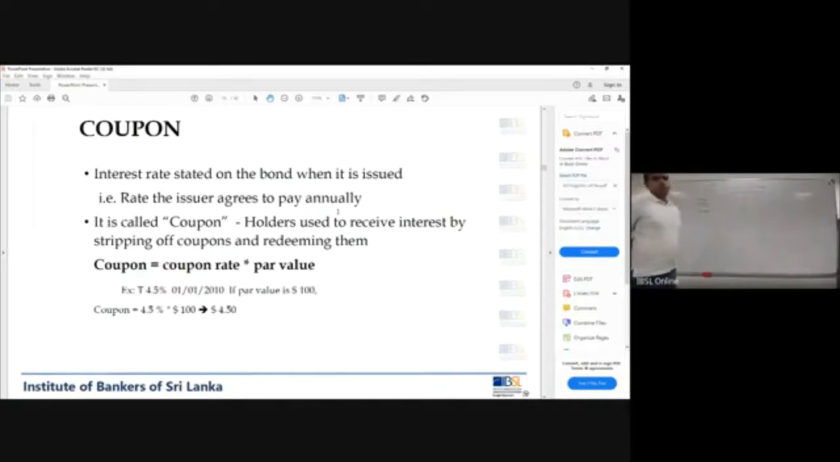The coupon is the coupon rate times par value. If you look at this example, 4.5%, 1/1/2010 has a par value of 100. So the coupon is 4.5% into 100. In this case, $4.5.